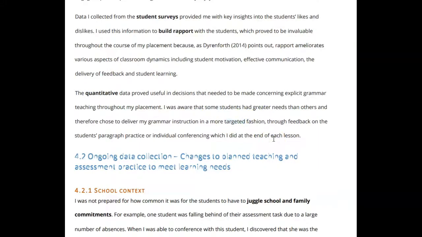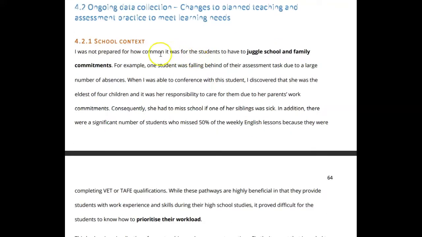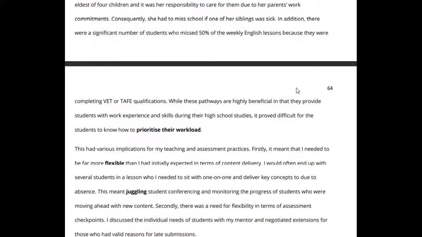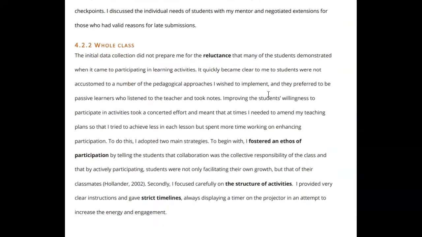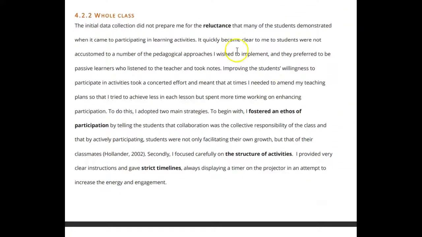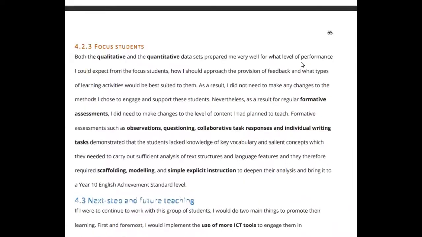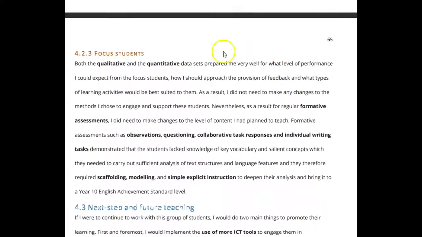So my answer here, on ongoing data, was that it provided an example of how that data was useful. This had various implications that were being applied, so it's not a recount, it's actually saying, okay, this is how I used it. The whole class, again, they're not accustomed to that, so it gave me insights, it gave me something to respond to. So I'm seeing this here: have I described the data?